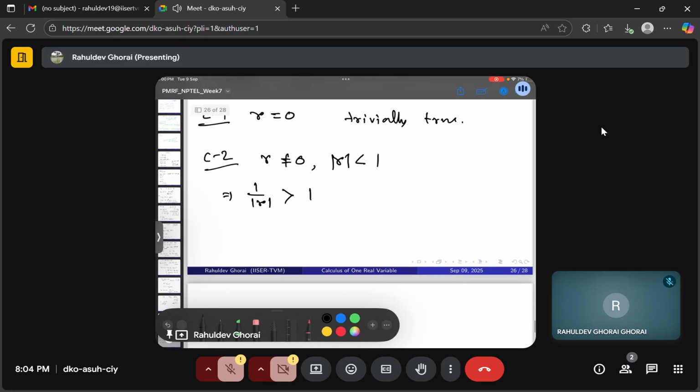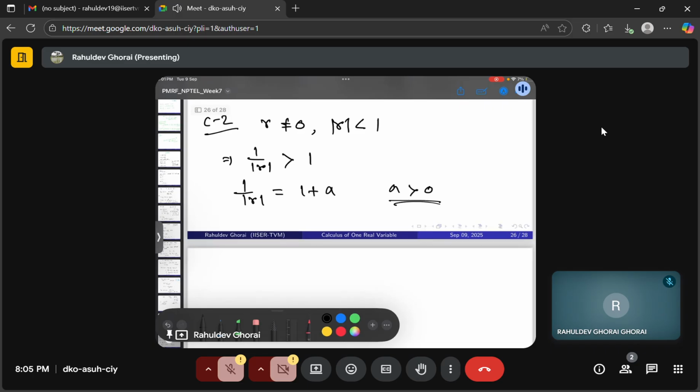and 1 over mod r we can write, because r is not equal to 0, r equal to 0 we have already done. So then what we can write, 1 by mod r is equal to, 1 we can always write 1 plus some a, where a is greater than 0, right? Because a greater than 0 means 1 plus a is greater than 1, right?